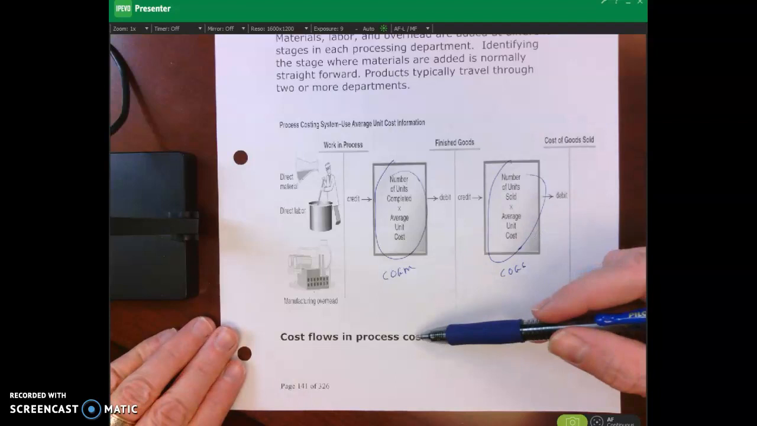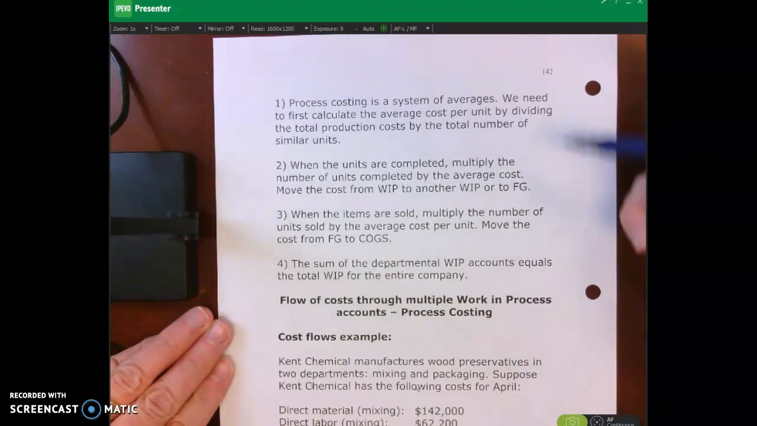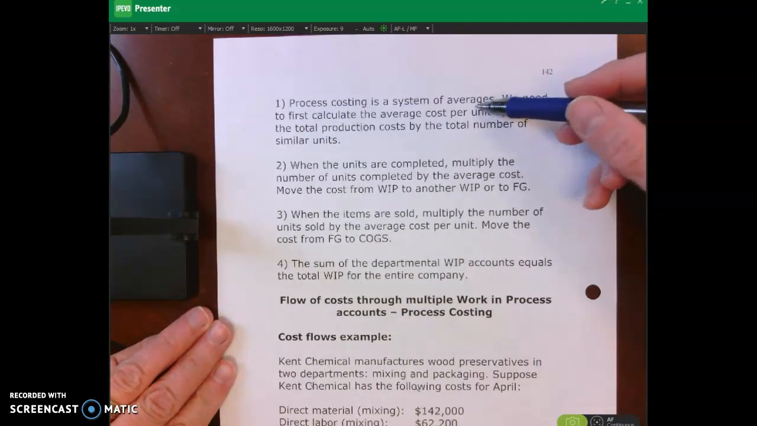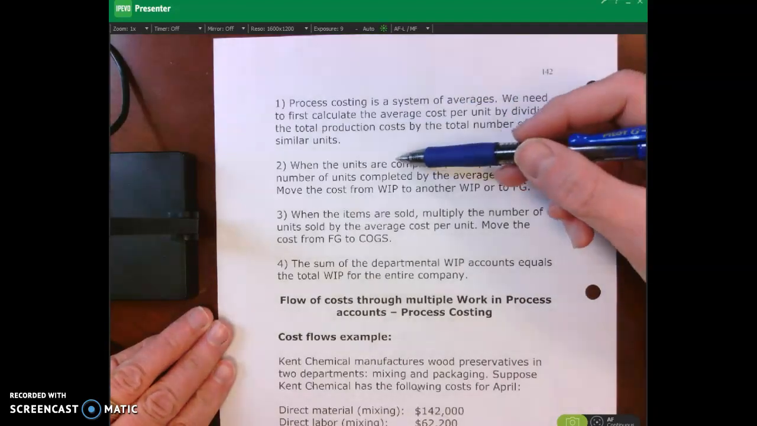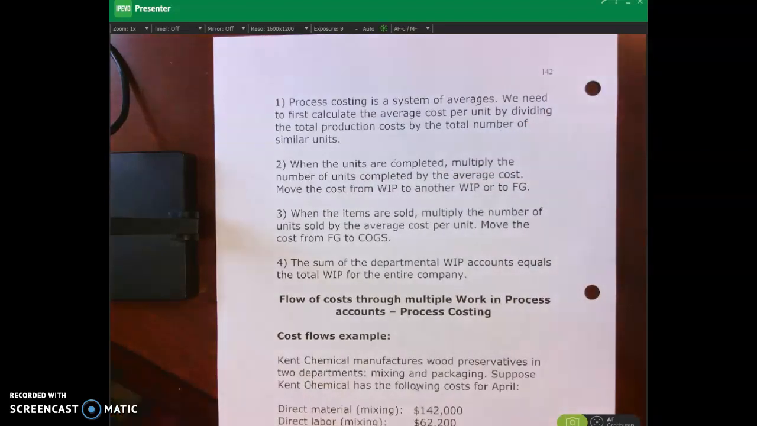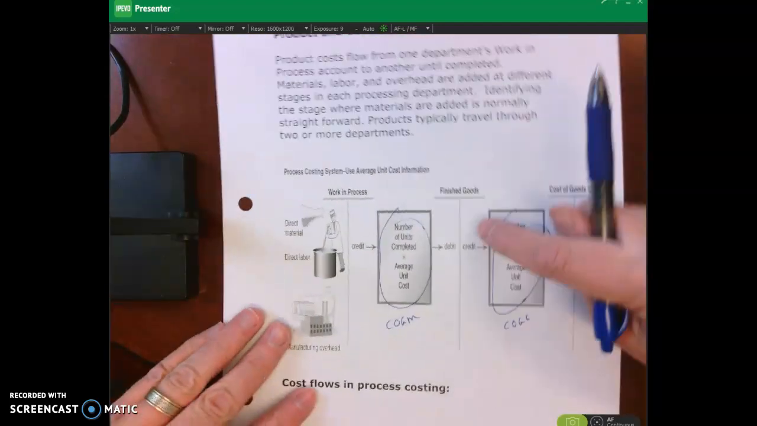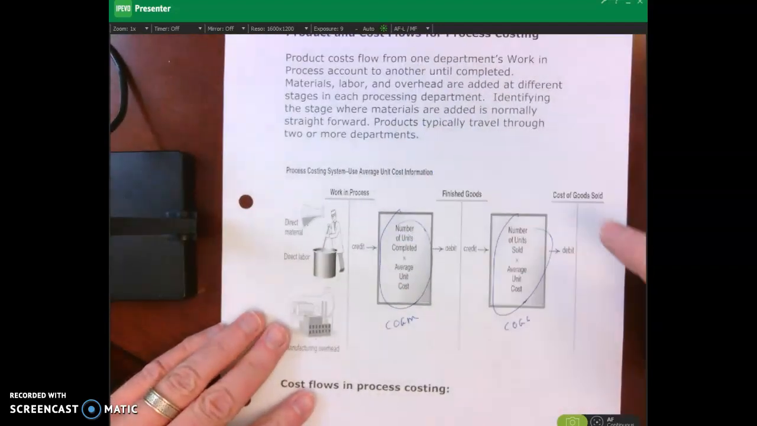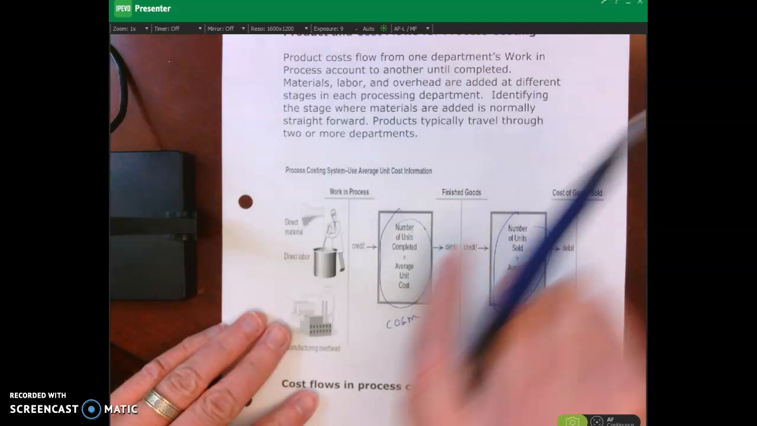So continuing though with our discussion of cost flows in process costing, as I was saying earlier, we're going to have to figure out our average unit cost. And how do we do that? We take our total cost divided by our total units. This is just kind of going over the diagram on the prior page. When the units are completed, we multiply the number of units completed times the average unit cost. Okay? And then we would debit finished goods and credit work in process. And then when we sell it, we debit cost of goods sold and we credit finished goods. These are our T accounts.